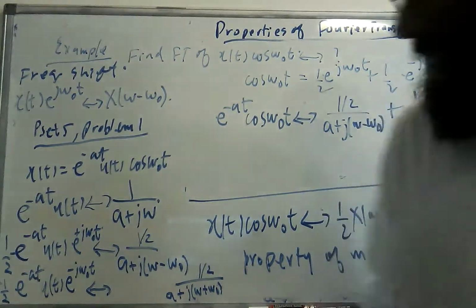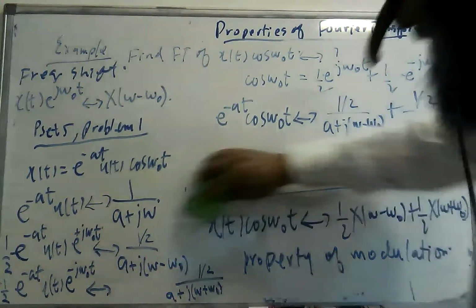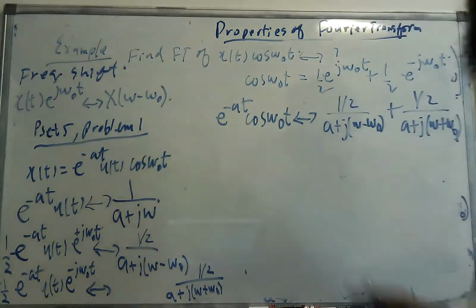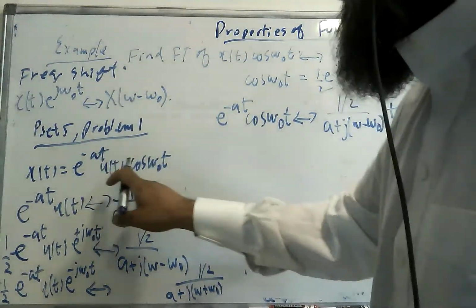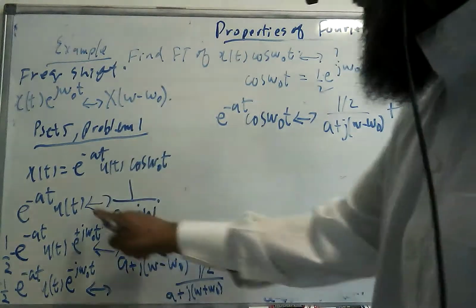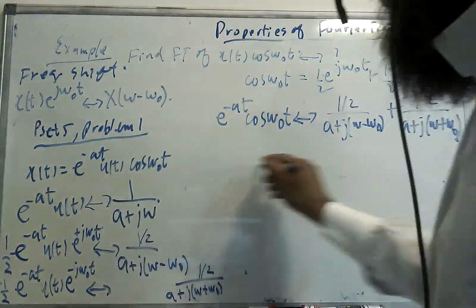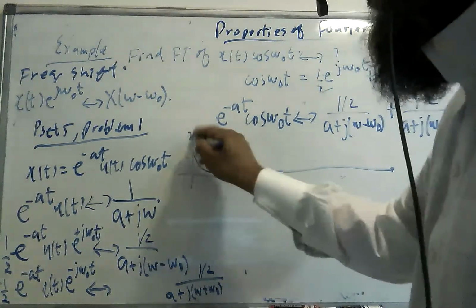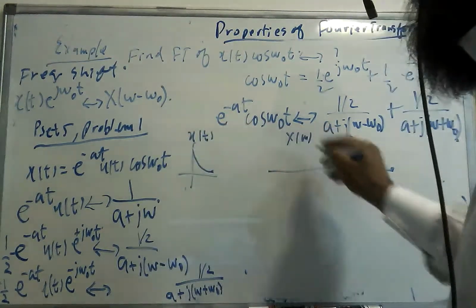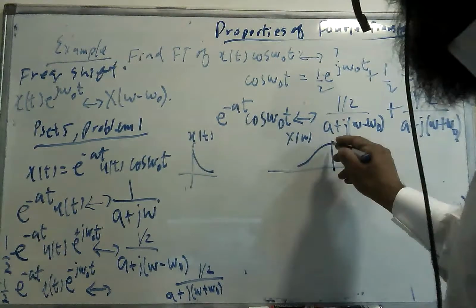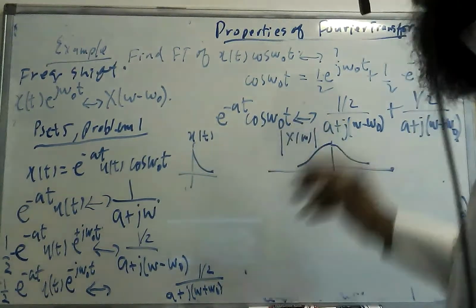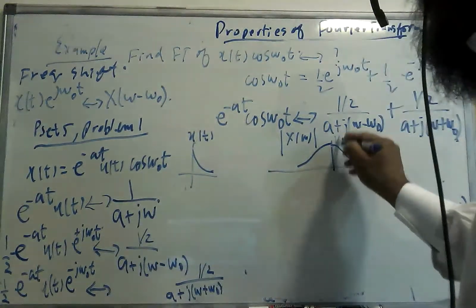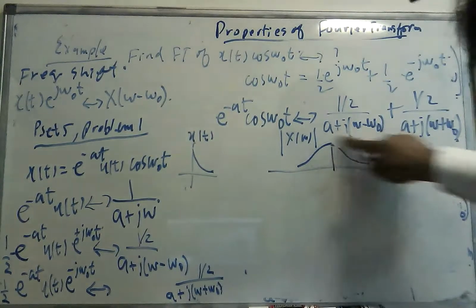Now let us actually draw this function. So this function e raised to minus at u of t without the shift is this. This is my time domain x of t. This is my X of omega in frequency domain. So this is like this, a bell curve. And the maximum of this is, when I put omega equal to 0, it is 1 over a. So the maximum is 1 over a.